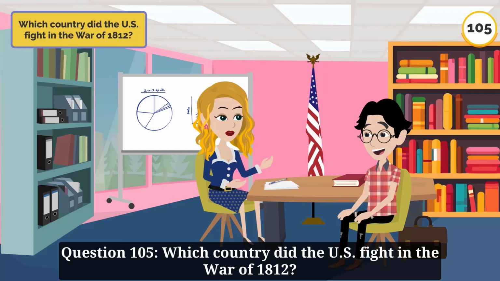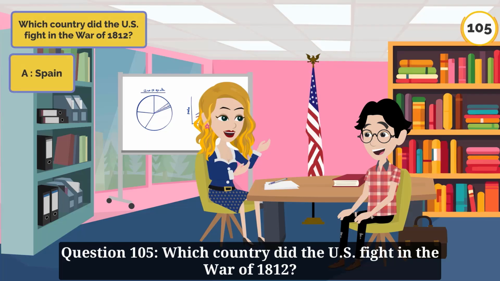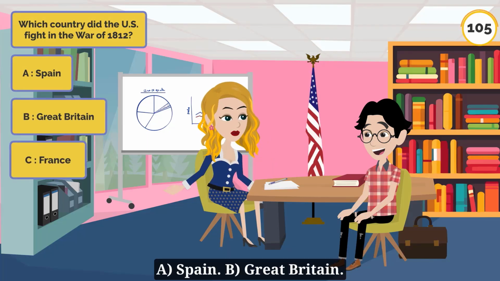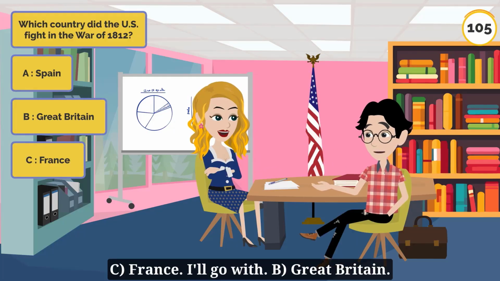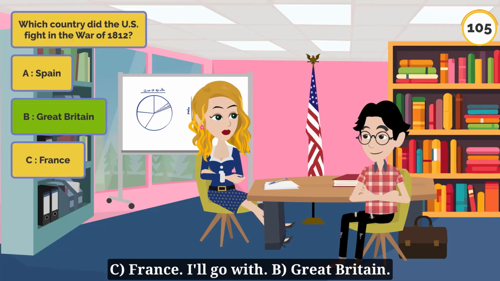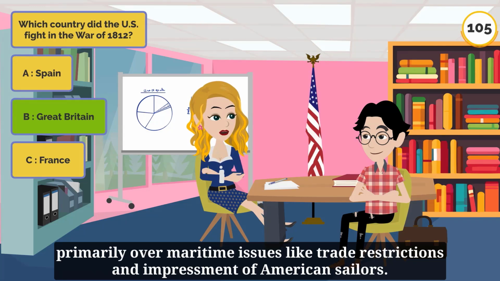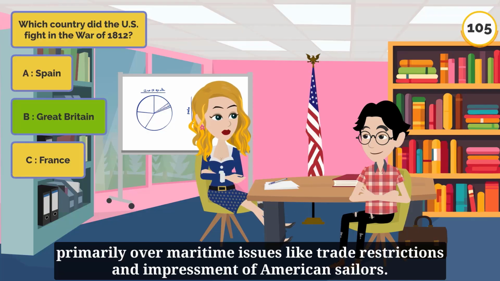Question 105. Which country did the U.S. fight in the War of 1812? A. Spain. B. Great Britain. C. France. I'll go with B. Great Britain. Correct. The War of 1812 was fought between the U.S. and Great Britain, primarily over maritime issues like trade restrictions and impressment of American sailors.